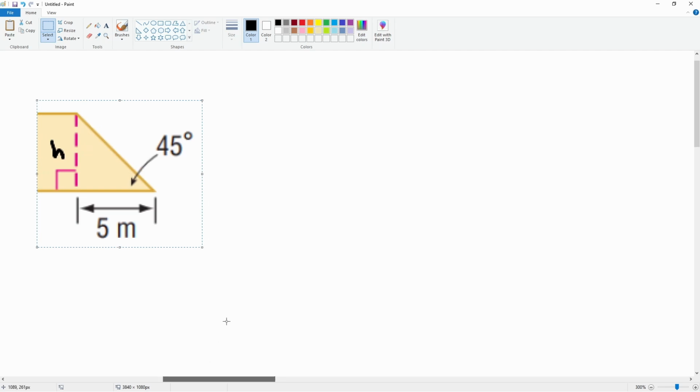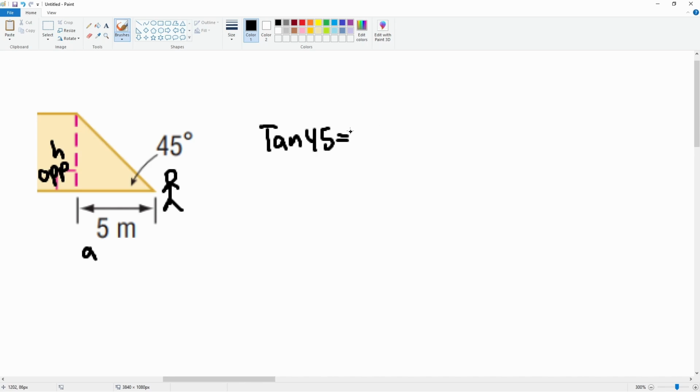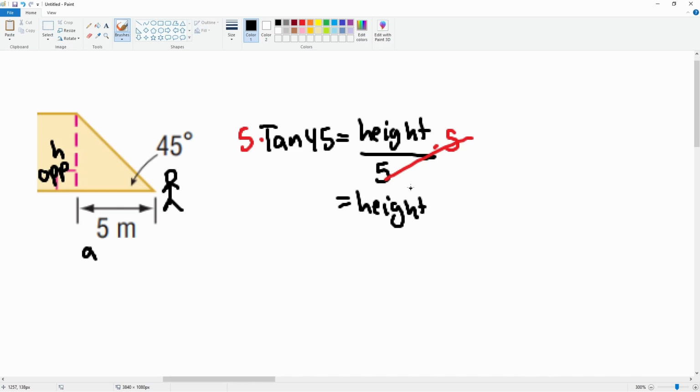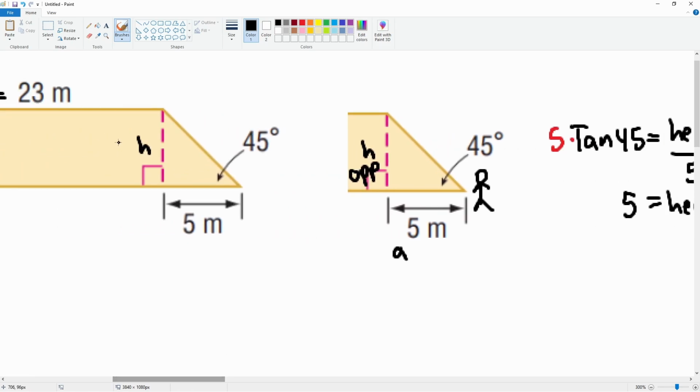Let's do this individually here. Here is our reference angle. We have our adjacent, because that is our closest one, and that is our opposite. That is tan. So tan of 45 is equal to opposite, which is your height, over the adjacent, which is 5. We multiply by 5 on both sides, so it cancels. Now we have our height. Our height is going to be equal to 5 tan 45, and that is the value of 5. So the height here is 5.